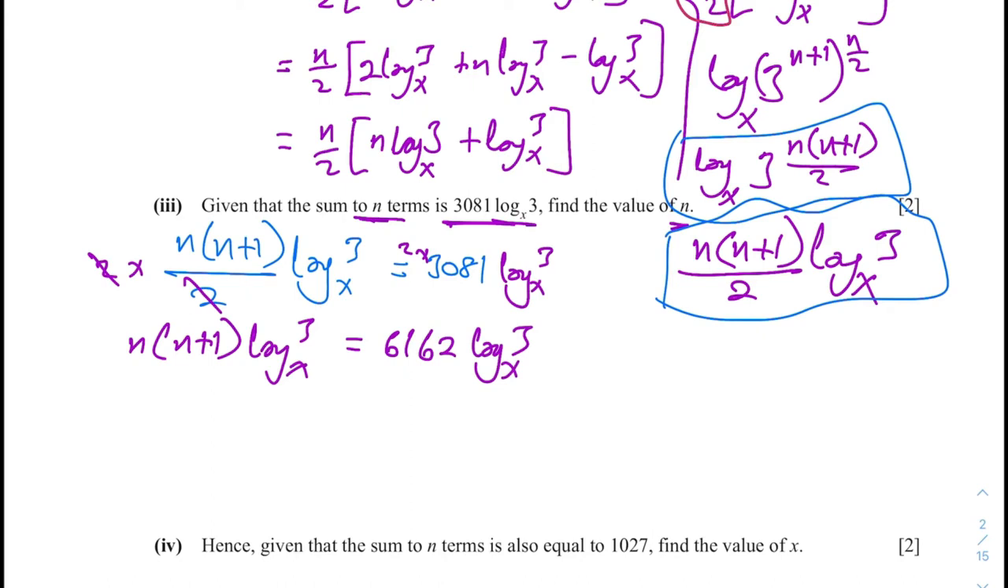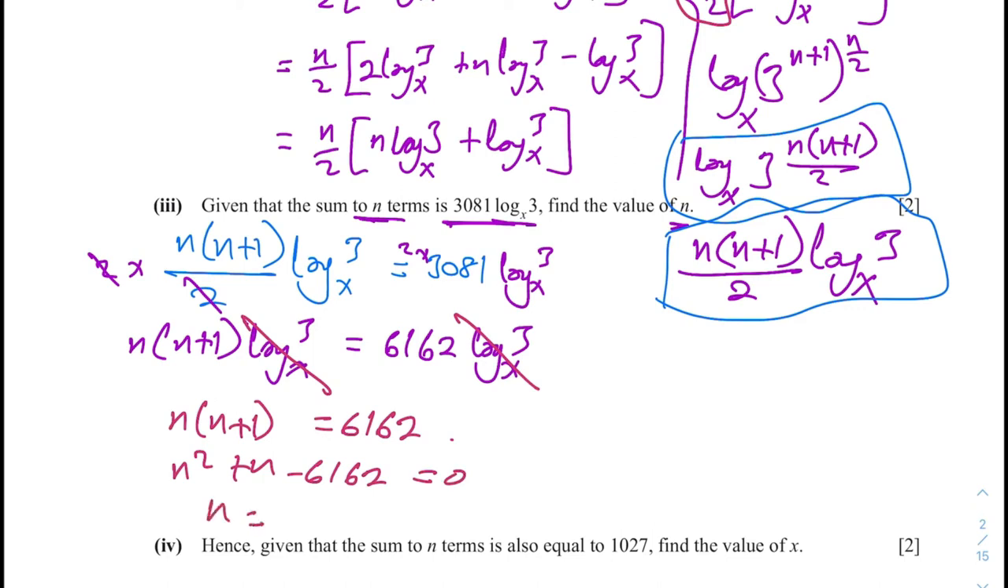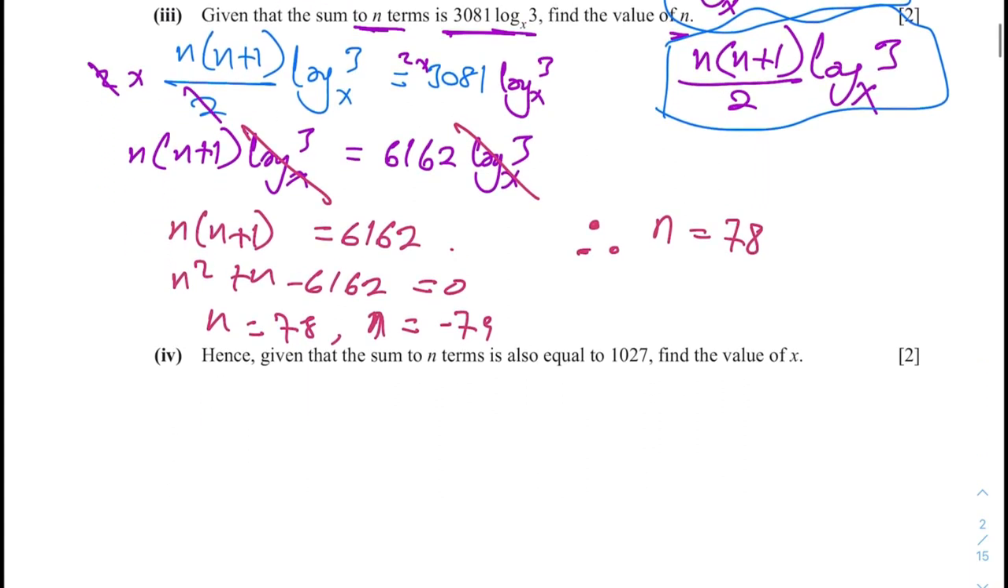Now the next thing that happens is that if you check out, this guy is the same as that guy. So we have this is equal to this. Then the next thing that we can do is to solve this as a normal quadratic. And if we put it on a calculator, n is equal to 78 and n is equal to negative 79. But we can't take the negative answer, so our n is basically 78. So that's how we go about it.